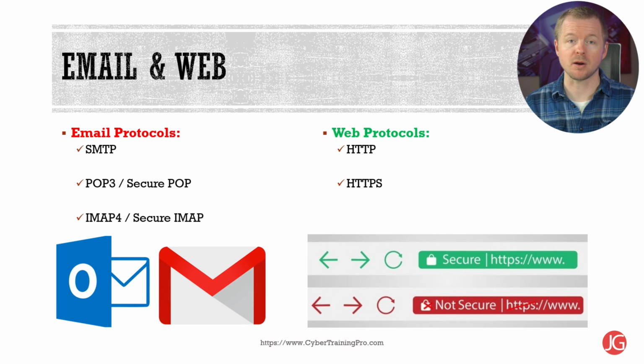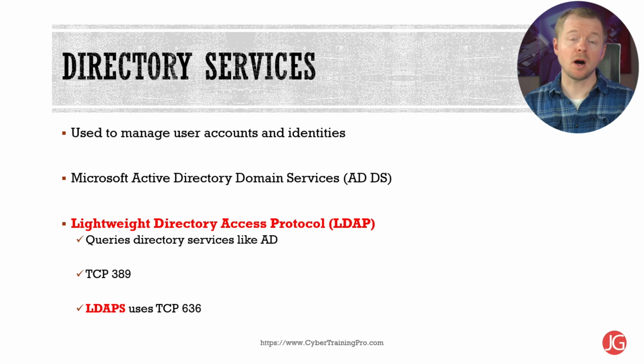the URL address bar. Within enterprise networks, you will always find some type of directory service used to manage user accounts and identities. Most commonly, you're going to see Microsoft Active Directory Domain Services, or ADDS. Lightweight Directory Access Protocol, or LDAP, is a protocol that's used to query directory services like Active Directory using TCP port 389, or if we use LDAP Secure, LDAPS, then we're going to use TCP port 636 to encrypt data with TLS.